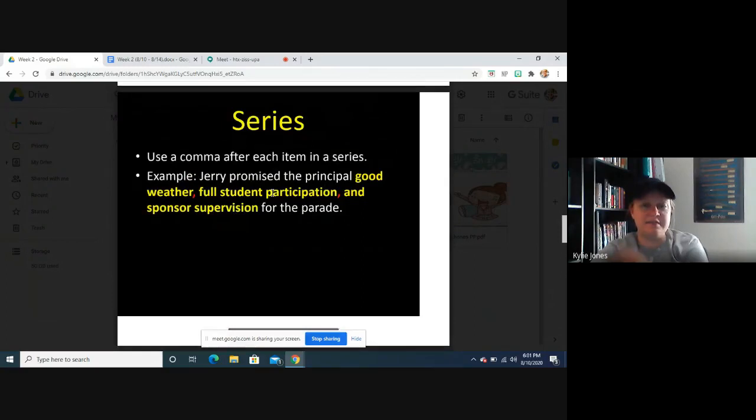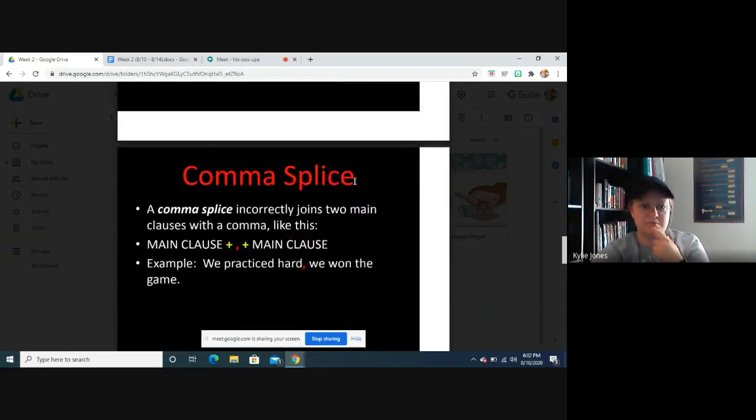Okay, finally, in a series, which means a list of things. After each item in the series, you put a comma. So our example here is Jerry promised the principal good weather, comma, full student participation, comma, and sponsor supervision for the parade. So there's three things listed here, and you have to put a comma in between each thing that's listed. So if I said I went to the store to get apples, comma, bananas, comma, and grapes. Okay, I listed three things and I put commas in between each one. So that's the important part.